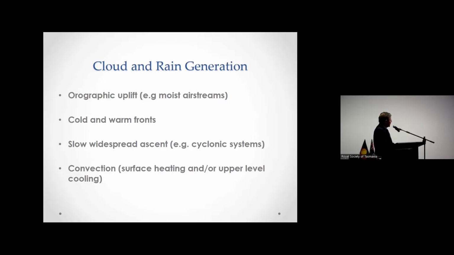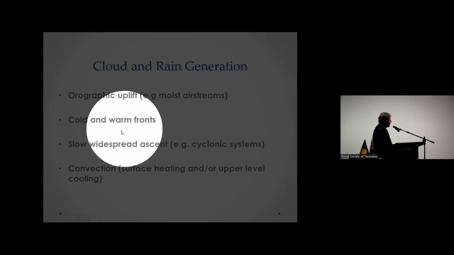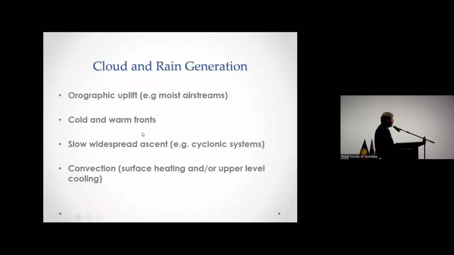Cold and warm fronts are significant producers of rain in this part of the world and also down south in Hobart and the southeast. But one of the most important ones is this slow, widespread ascent in cyclonic systems, such as we saw with that rainfall on the 24th and 25th of August 2003 in the slide I showed previously. Those small cut-off low-pressure systems are associated with this sort of ascent. And finally, convection, which results when you have instability released in the atmosphere by heating from below and cooling aloft. So if you have a pool of cold air over the top, then it tends to enhance convective activity.